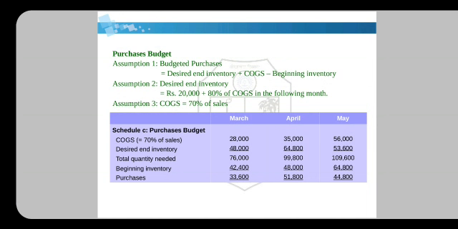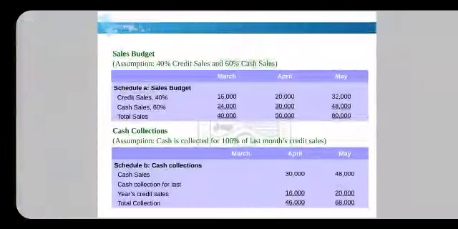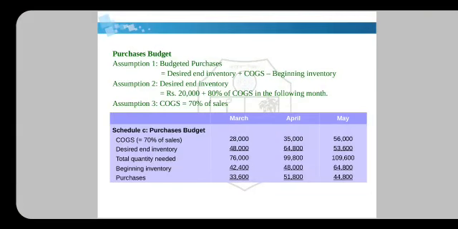Cost of goods sold equals 70% of sales. So sales of March is 40,000, and 70% of 40,000 is 28,000. Sales of April is 50,000, that is given, so 70% of 50,000 is 35,000. And sales of May is 80,000, so 70% of 80,000 is 56,000.